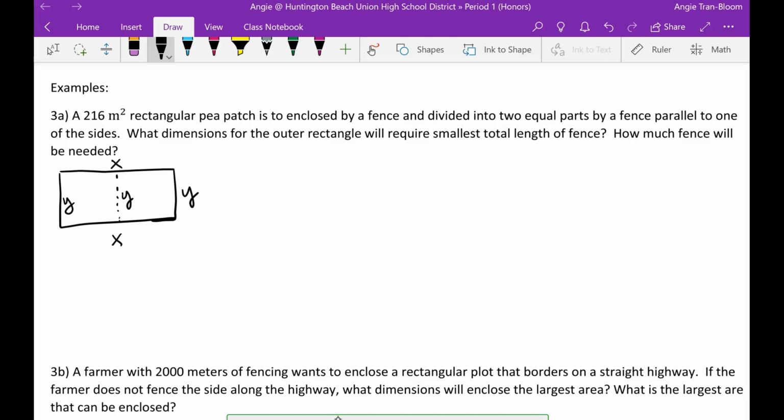So, now what? Just like one of the strategies said, write down the stuff that's given to you. The area is 216 square meters. What's the formula for the area? X times Y is correct. But I'm looking for perimeter, right, y'all?